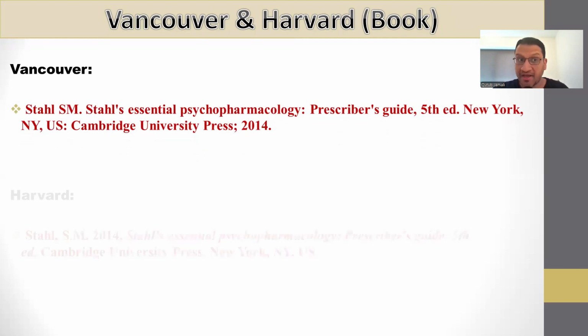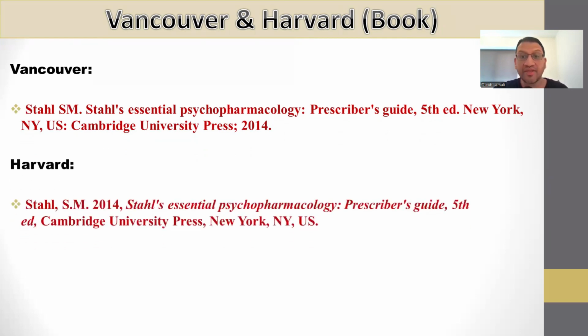So when it comes to the difference between the Harvard and the Vancouver referencing style for a textbook, again, if you put the initials here also, it is the same. In Vancouver, the year of publication comes towards the end, but in Harvard, it comes immediately after the author details. So these subtle changes we all have to be mindful of.